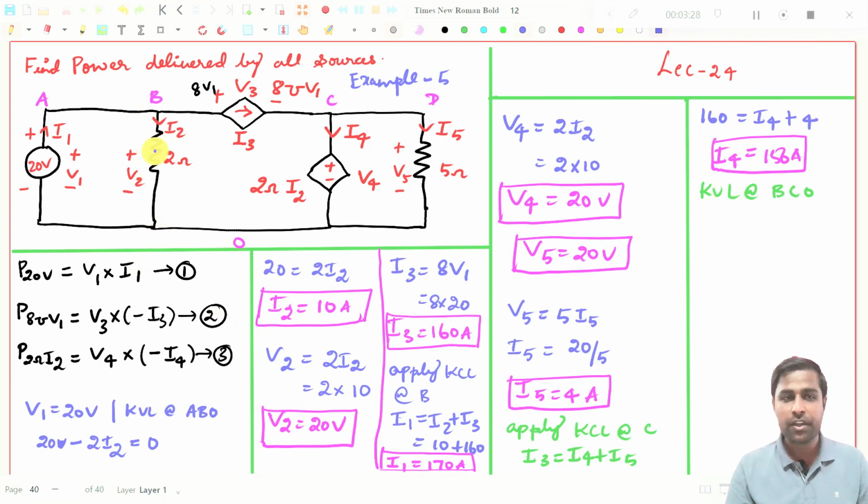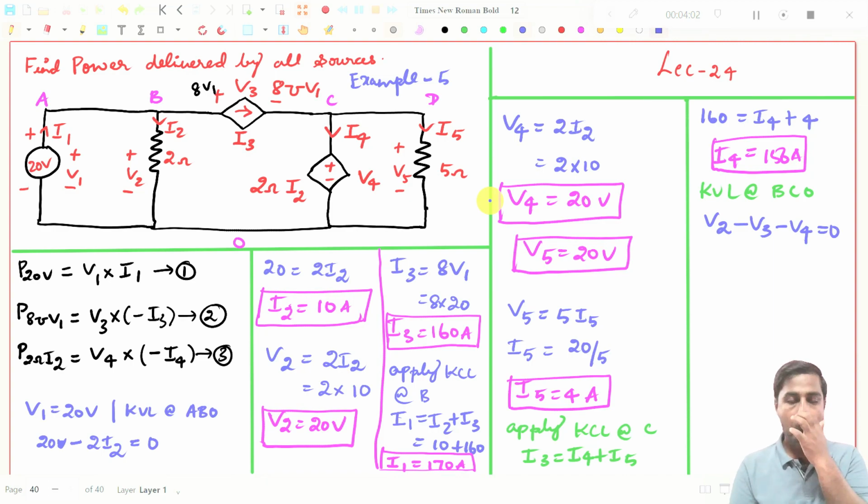So this is V2, right? I have to travel from minus to plus in V2, so I can write plus V2. And I have to travel in this direction from plus to minus in V3. So it has to be minus V3. And I have to travel from plus to minus again in V4, so this is minus V4. And that's all, right? That should be equal to 0.